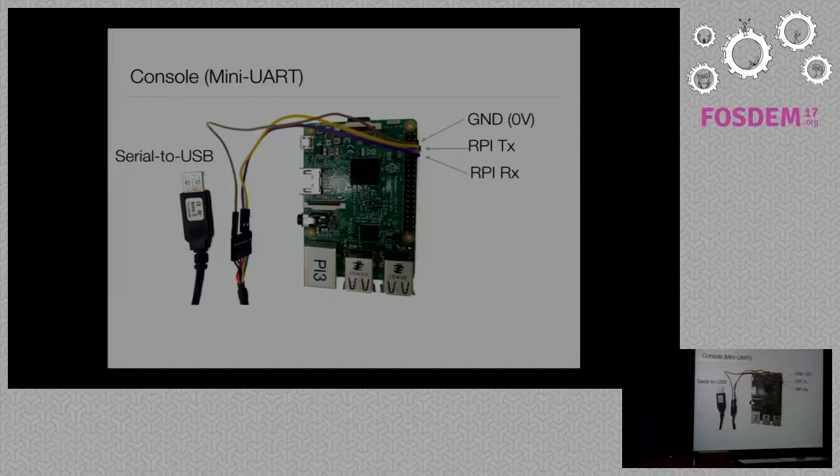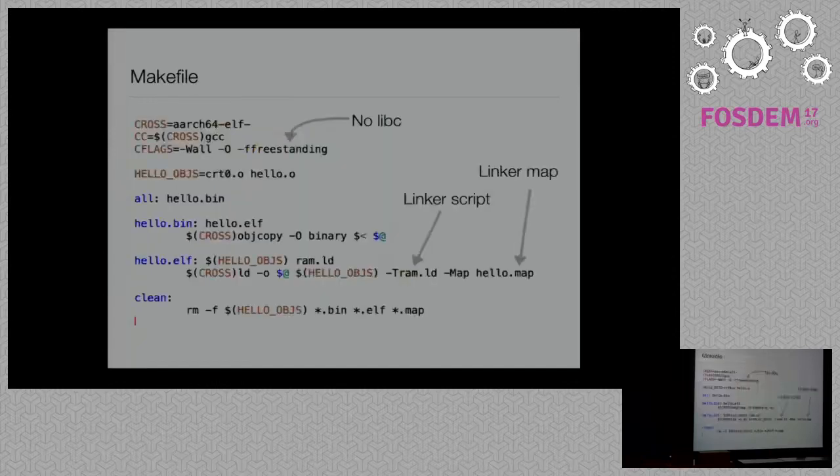Quickly, this is a makefile. There are two main files: the CRT0, which is the assembly code that is executed, and the main C code. We don't use any C library. We use a linker script to tell how sections are grouped. And we create not an ELF file, but a binary file. So at the end, you have to copy this file to the SD card.